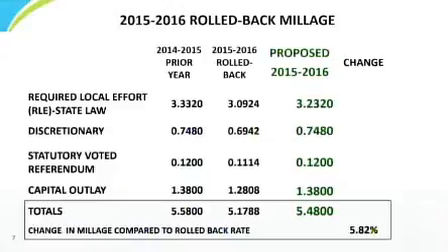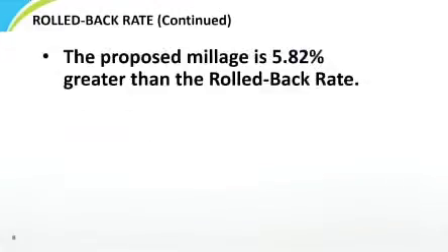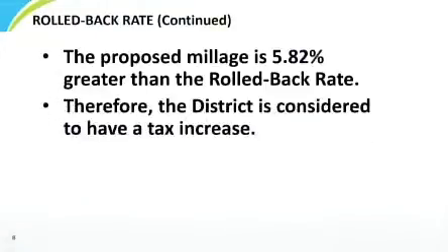The capital outlay mills, prior year 1.38, and the rollback rate 1.2808, and the proposed 1.3800. The totals 5.58 for the prior year, the rollback being 5.1788, and the proposed tonight 5.480. That results in an advertised rate of the rollback rate increase of 5.82%. The proposed millage rate is 5.82% greater than the rollback rate. Therefore, the district is considered to have a tax increase, and a notice of tax increase appeared in the newspaper ad.